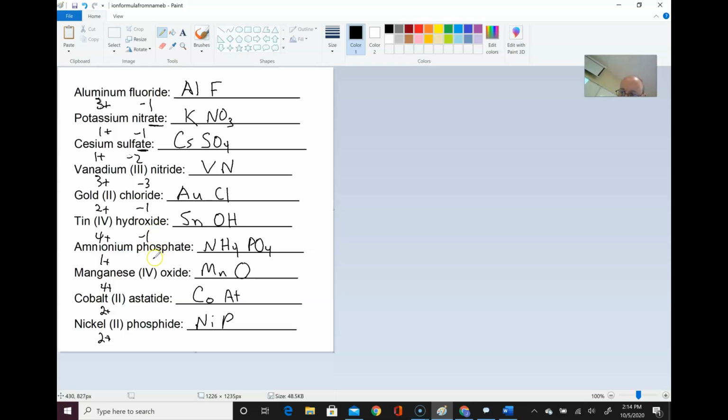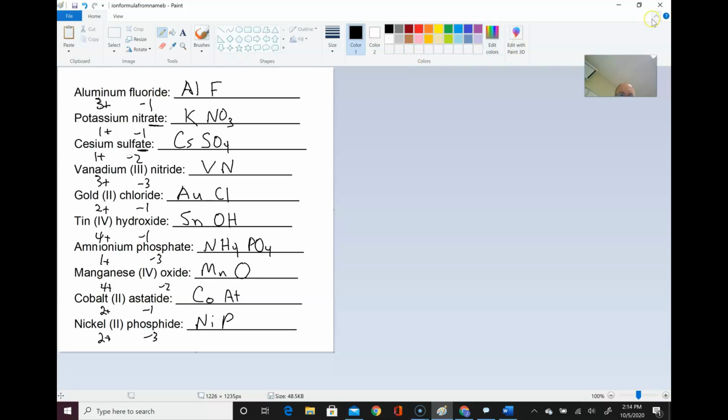Phosphate is going to be -3. Oxide is going to be -2. Astatide is going to be -1. It's in column 7. Phosphide is going to be -3 because it's in column 5, and 5 minus 8 is -3.